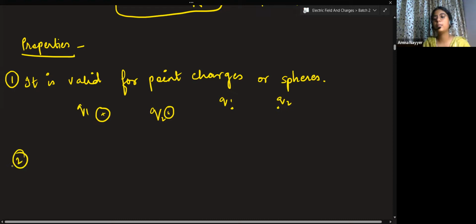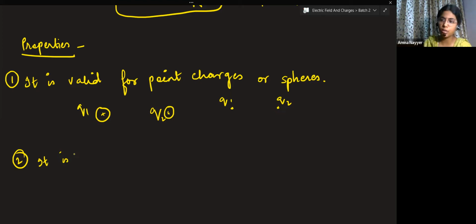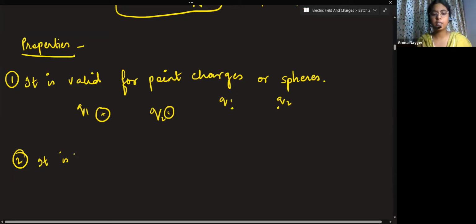The second property is that it is valid if the charges are static. We are already studying electrostatics, so we are not involving phenomena like velocities or acceleration of charge, because for us the charge is at rest. Later the charge will be in motion. We will be studying current, electricity, and effects of magnetism and all.